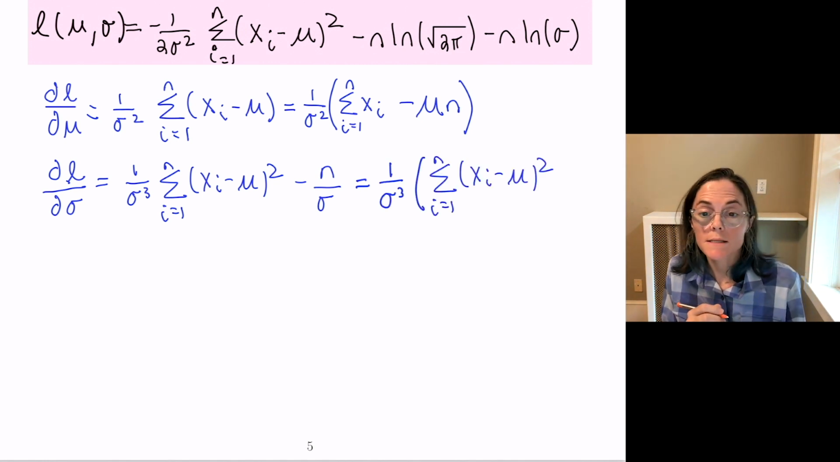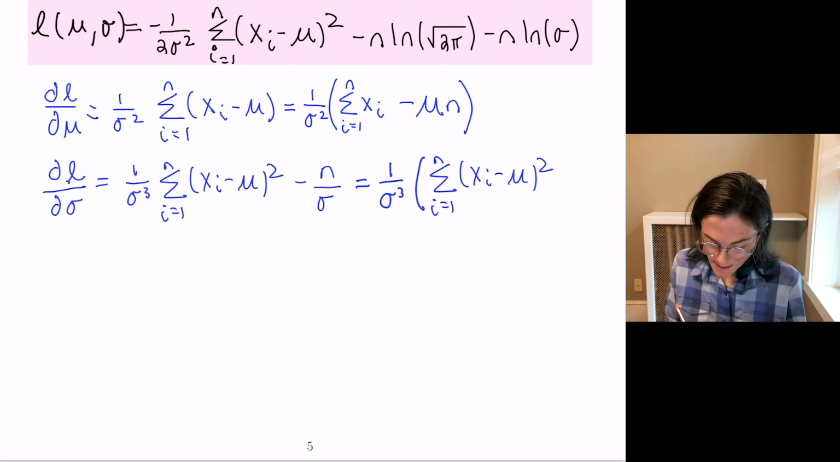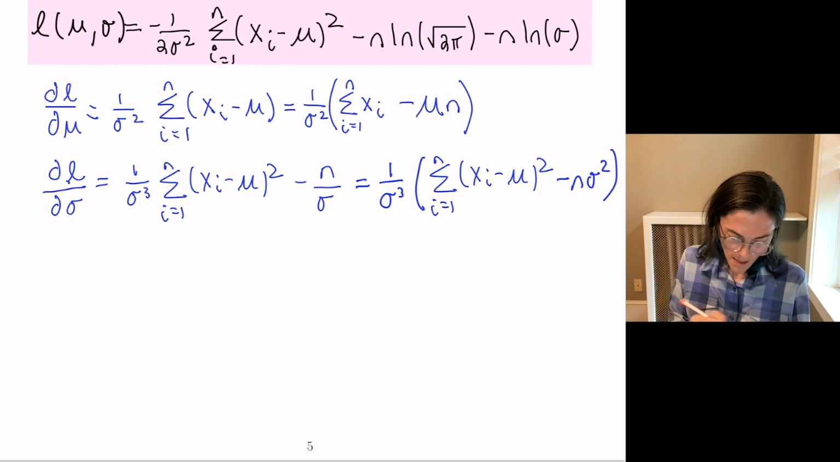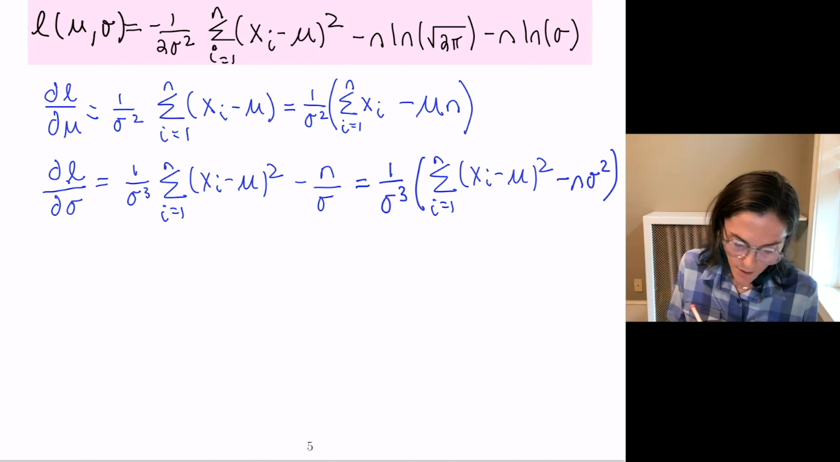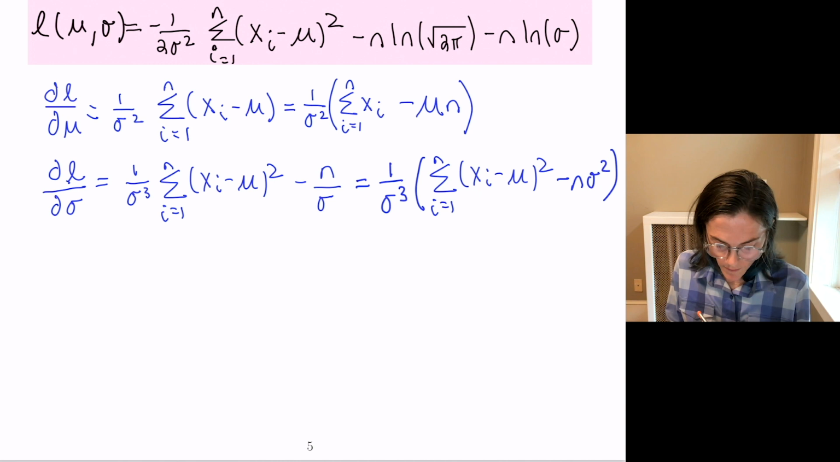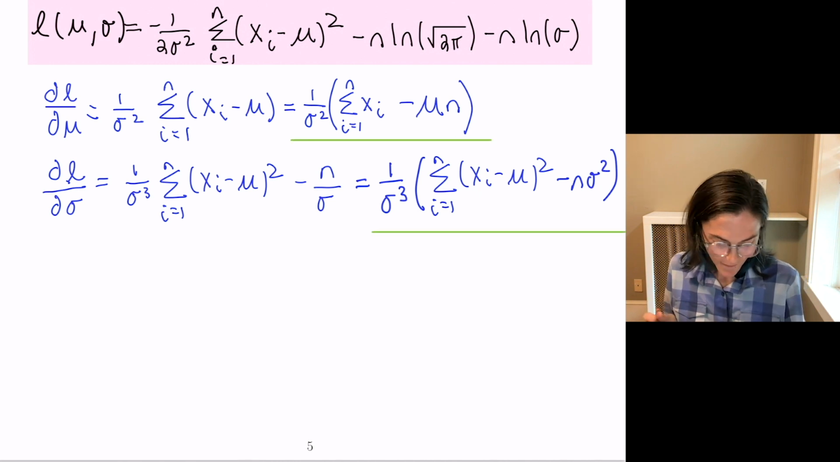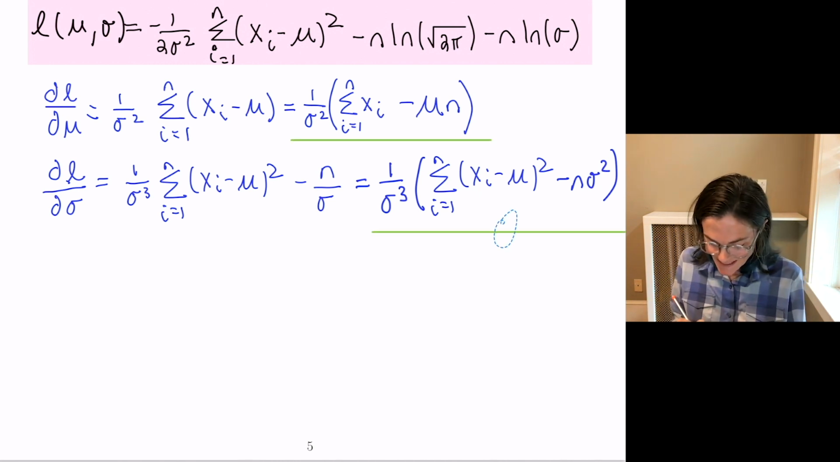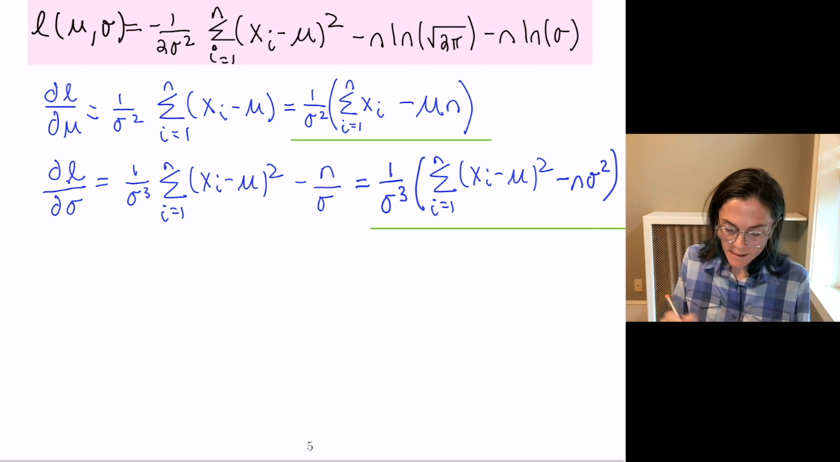This part remains the same, and then we have minus n sigma squared. Okay, so let me underline. Here's one partial derivative. Here's another partial derivative. I have simplified both of those. Now I want to set both of these to 0.